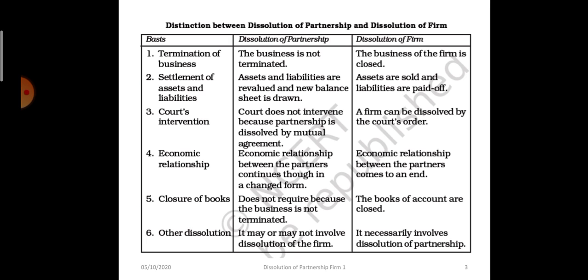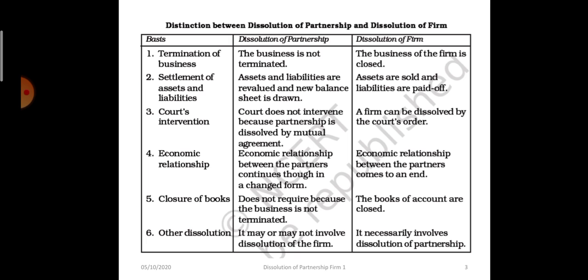Economic relationship. In the first one, that is dissolution of partnership or reconstitution of partnership, the economic relation between the partners will continue, whereas in dissolution of partnership firm, the economic relation will come to an end. There will be no economic relation between the partners.